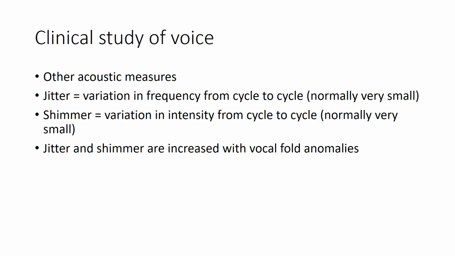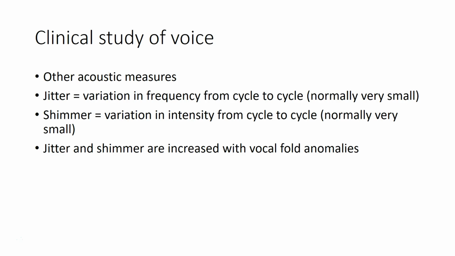There are some fancier acoustic measures of the voice that can also be useful, especially in potentially detecting voice problems at an earlier stage. So looking at the detailed vibration of the vocal folds from cycle to cycle, there's a measure called jitter, which looks at how much variation there is in frequency from one cycle to the next. Normally, if you have people hold a steady pitch vowel, there will not be a lot of variation. If there is a lot of variation, that may point to a problem.